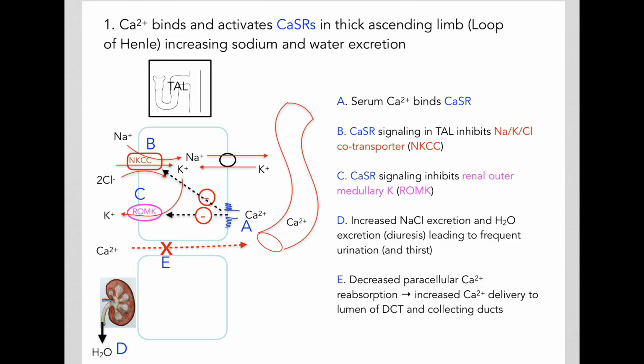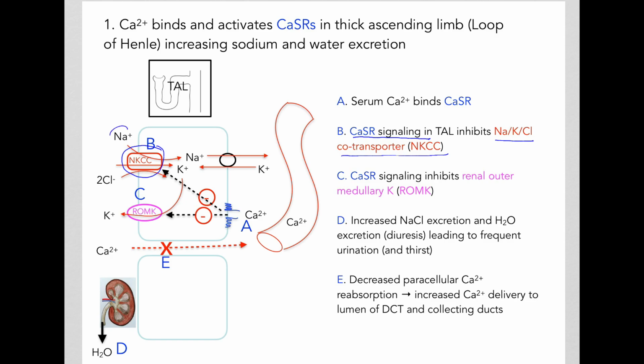So one effect of hypercalcemia is in the thick ascending limb of the loop of Henle. When serum calcium is high, as we see in hypercalcemia, because the concentration is high, there's a higher probability of binding these calcium sensing receptors. And as we discussed in video 9.11, the binding of calcium to the receptors will lead to the inhibition of NKCC, the sodium potassium chloride cotransporter.